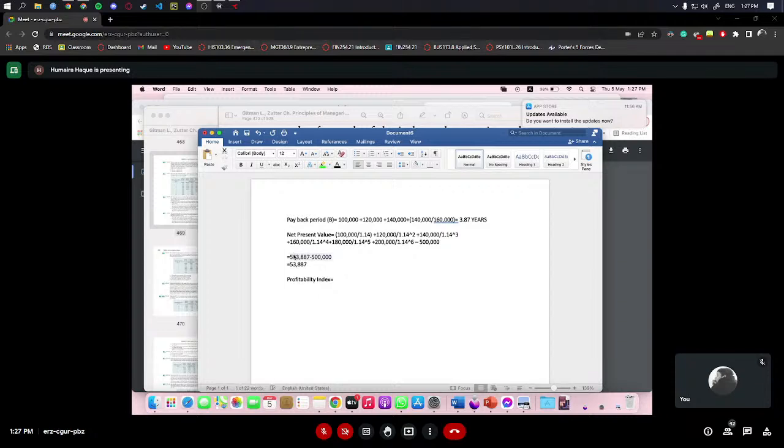So we just take the present value of all cash inflows and divide it by the initial investment. How much is it? 1.11. Any PI ratio which is greater than 1 means you accept the project again.